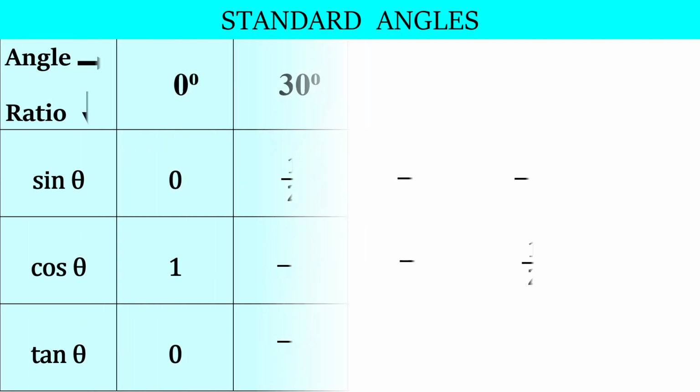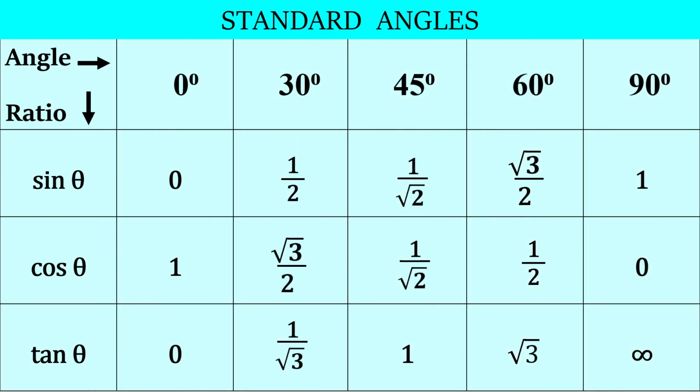Okay, so here we have the table, the complete values of all the standard angles. In the topmost row you can see all the standard angles written: 0 degree, 30 degree, 45 degree, 60 degree and 90 degree. And vertically we have written all the trigonometric ratios. We have marked here sine theta. So when I replace theta with 0 degree, see how to read this table. When I say sine 0 degree, the answer will be 0.